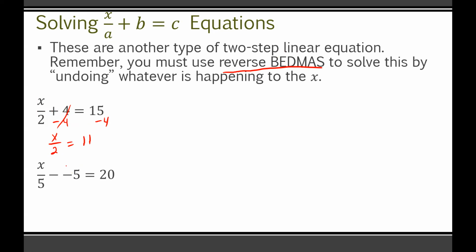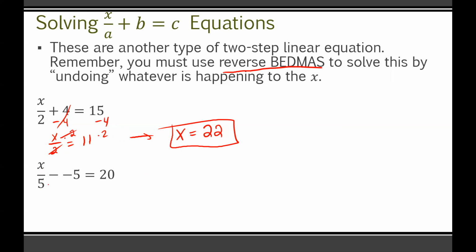Last but not least, we want to get x by itself, so let's times by 2 on both sides. That gets rid of the divide by 2. And this leaves us with x equals 11 times 2, which is 22. So really not all that much different. These are pretty much the exact same things we did before.